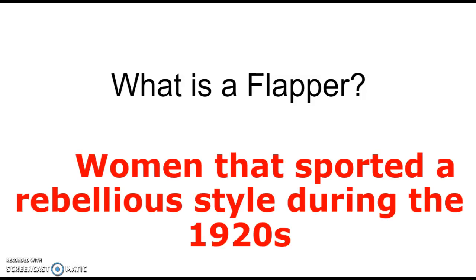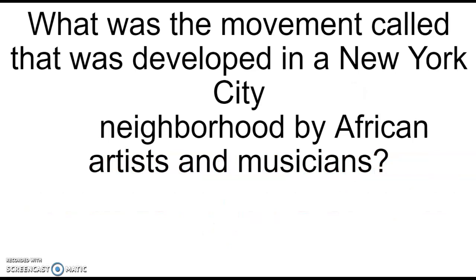What is a flapper? Women that sported a rebellious style during the 1920s. Frequently, they cut their hair real short in what were called bob haircuts. They wore much shorter dresses. They smoked, drank alcohol. Many got jobs outside of the home. Did things that were really uncharacteristic for women. Certainly in previous time periods, especially for their parents, for their mothers and grandmothers.